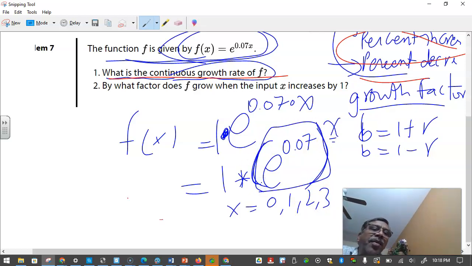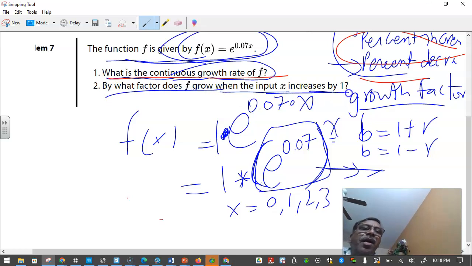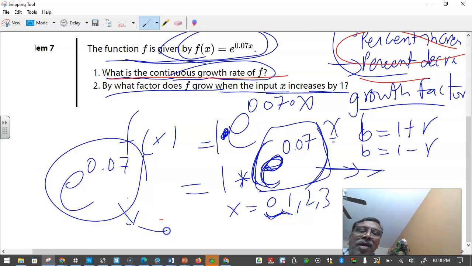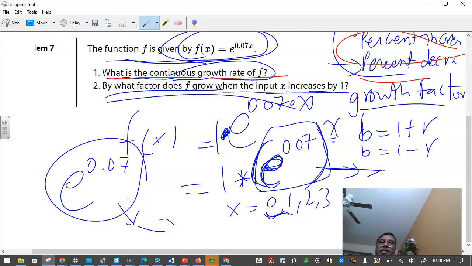On your calculator, you can figure out what that is. By what factor does f grow when the input x increases by 1? That means what factor? So whatever number you get, e raised to 0.07. You put it on Desmos or the calculator, and you get the answer. That's all they're asking. I hope that helps.